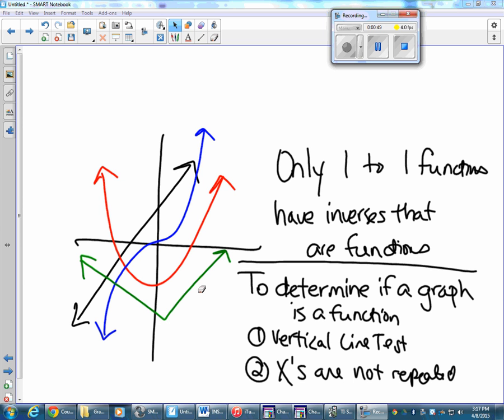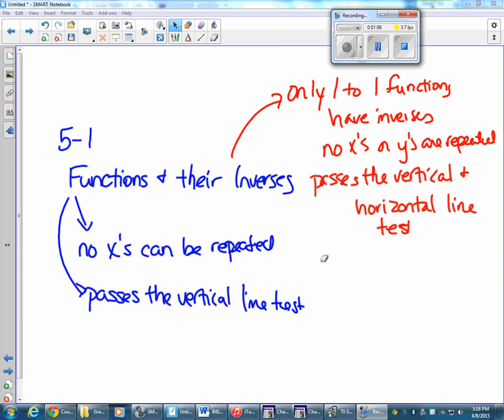But not all of them are one-to-one. They're all functions, but some of them have y's that are repeated, which would mean they are not one-to-one, which would mean they wouldn't have an inverse that's a function. So how do we figure that out? Well, if something's a function, your x's can't be repeated, and it passes the vertical line test. That goes way back to the beginning of this year. We looked at, is it a function or not? And we looked at some different graphs that were and some that weren't. And as we noticed, the x's weren't repeated in the functions, and they all passed the vertical line test.